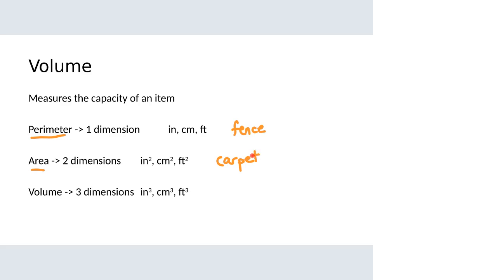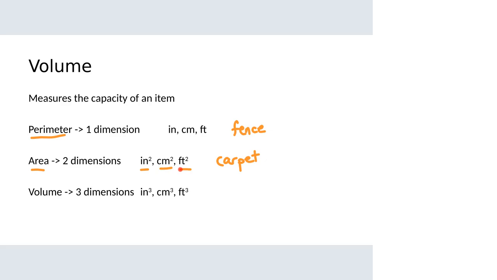The second thing we talked about was area, which was more thinking about like a carpet. How much space does it cover? Because when we're talking about how much space it covers, we have length and width. Now we have square inches, square centimeters, square feet, square miles, whatever it might be. How much space does it take up?